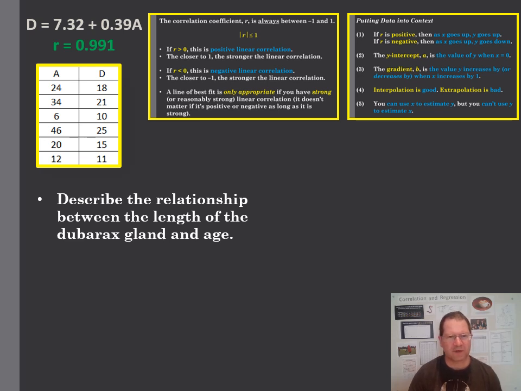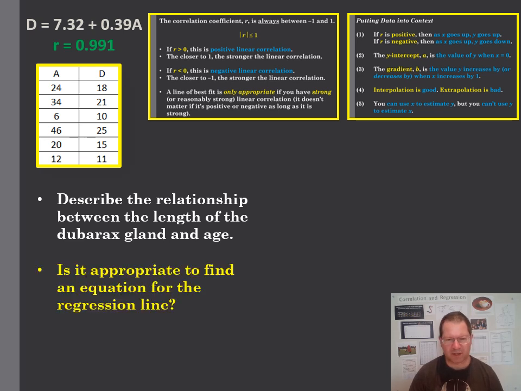So we can see at the top left, the values of A and B have been put into the equation. So D, the length of the Dubrex gland, is equal to 7.32 plus 0.39 A, where A was the age, and we've got our correlation coefficient of 0.991. So first question, describe the relationship between the length of the Dubrex gland and age. So referring back to the previous slide, because it's strong positive correlation, we can say that as a person gets older, their Dubrex gland is going to be longer, because as x goes up, so does y.